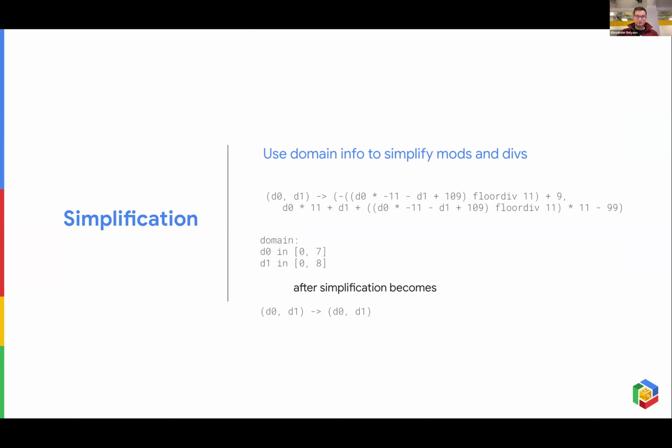We can use the context information about ranges of the variables and the given constraints to simplify the indexing map. Here you can see a very complicated expression for the reshape. This is a combination of two reshapes, I think. Knowing the ranges of D0 and D1, we can simplify this expression and it just becomes an identity map.